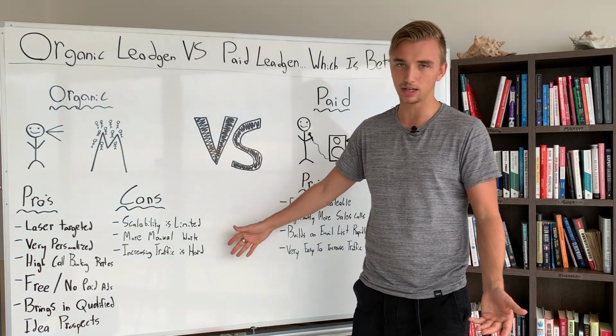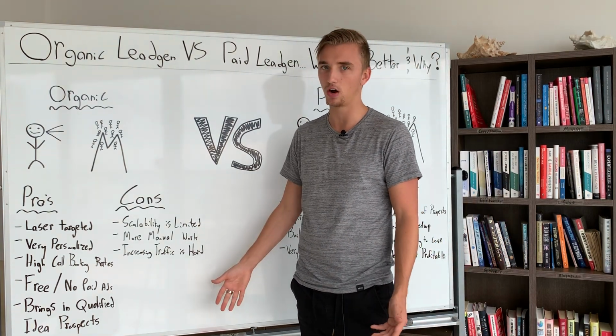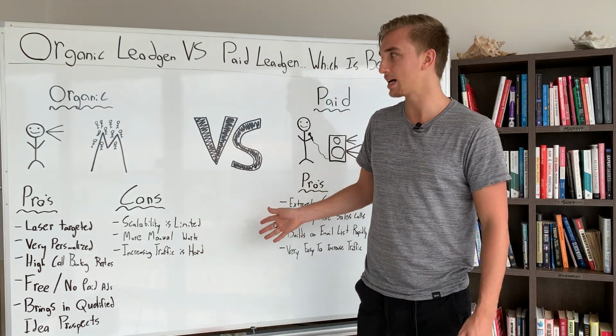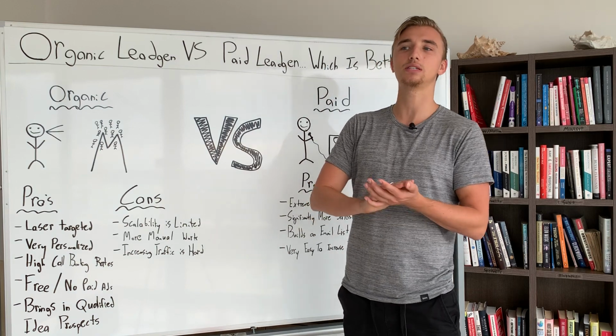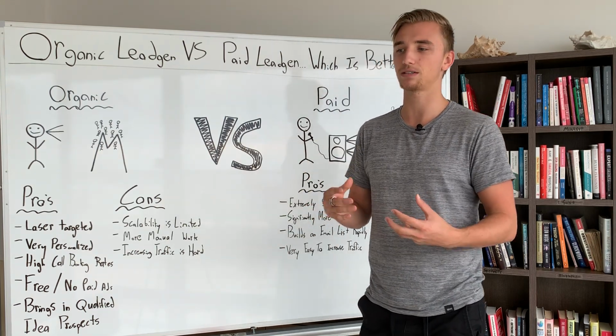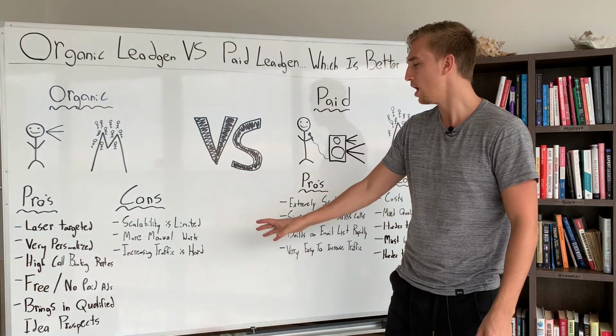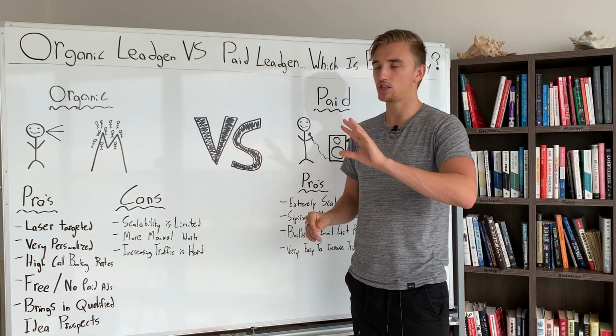It's more manual work, like I just said, and increasing traffic is hard, which is because all these three things are pretty similar. But that's the problem with organic, is that it only scales so far and it reaches its maximum capacity fairly quickly if you know what you're doing with an organic lead gen system. So that is organic in a nutshell, very simply.